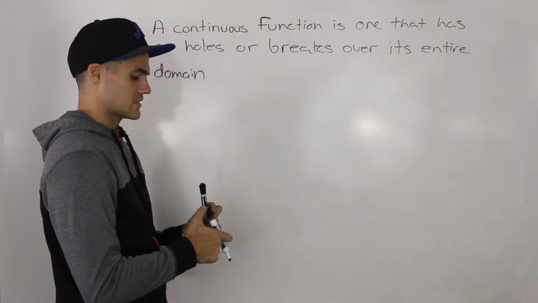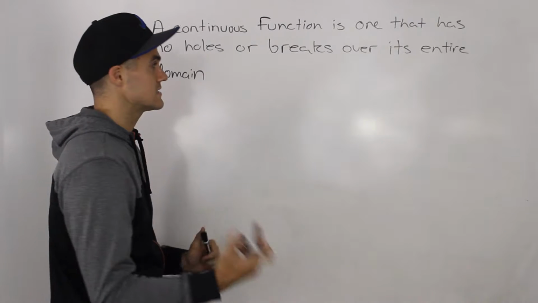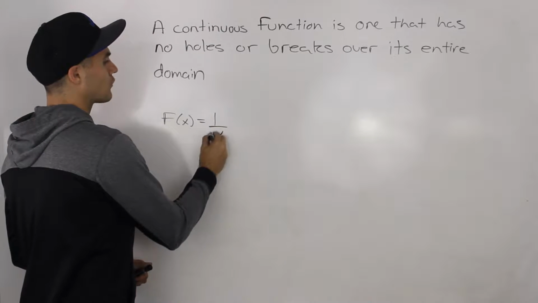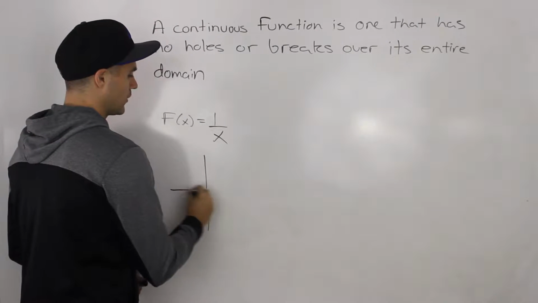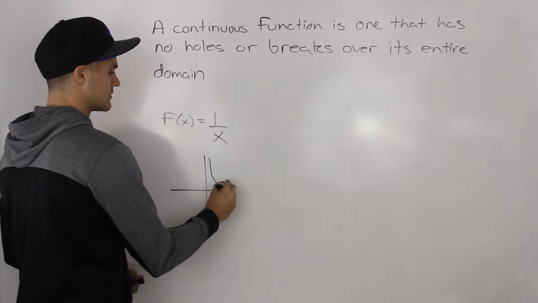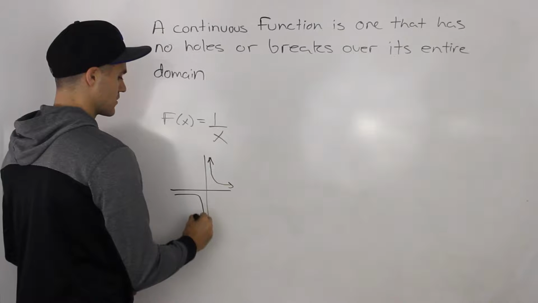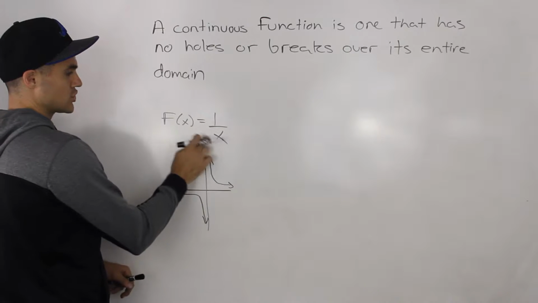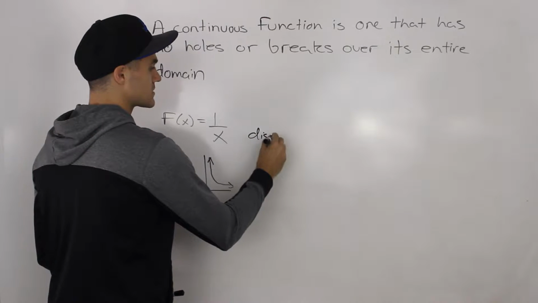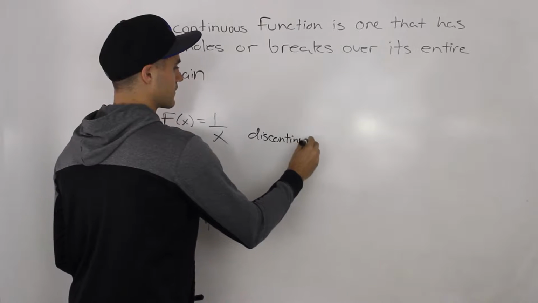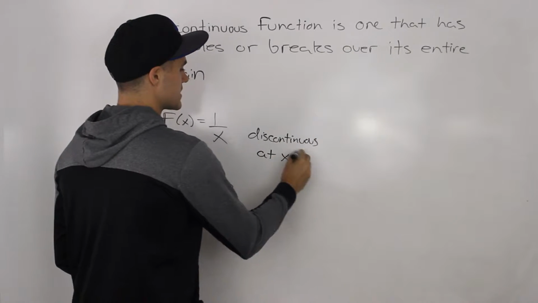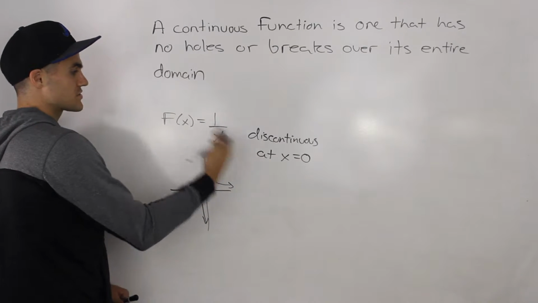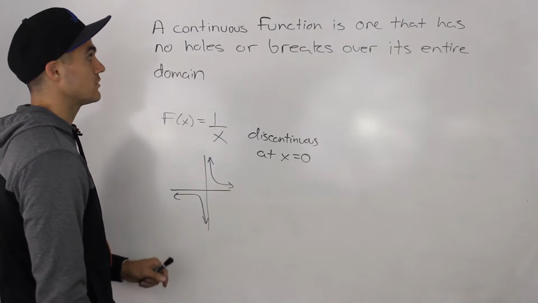Then the question asks us to give an example of a function that is discontinuous. And a good example of that one is the parent function 1 over x. Because as we know, 1 over x has a vertical asymptote at x equals 0. So the function 1 over x is discontinuous at x equals 0. Notice that we're going to have to take our pencil off the paper to get to the other side of the function. So that's an example.